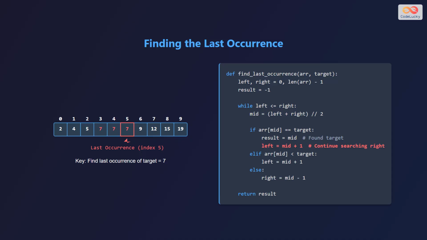Initialize left and right to the start and end of the array, and result to -1. If the array at the middle index is equal to the target, set result to mid and continue searching in the right half by setting left to mid + 1. If the array at the middle index is less than the target, update left to mid + 1, else update right to mid - 1. The function returns the result.